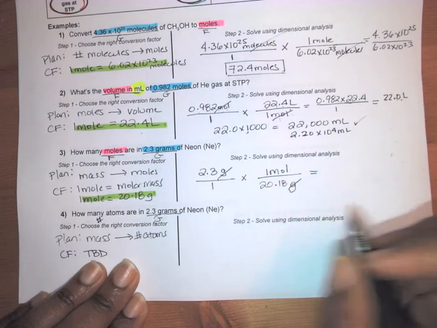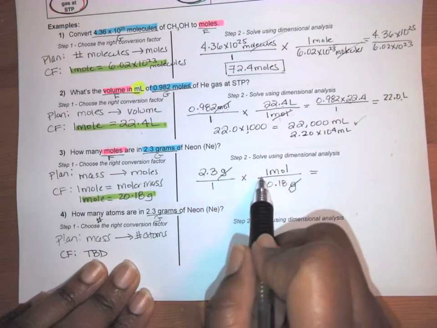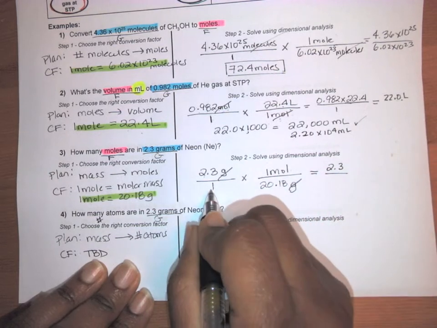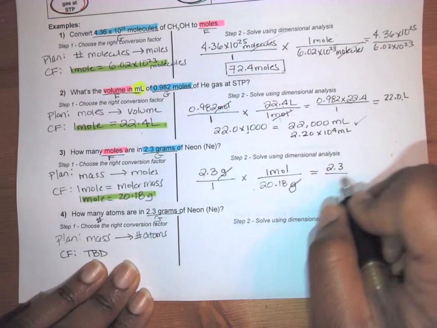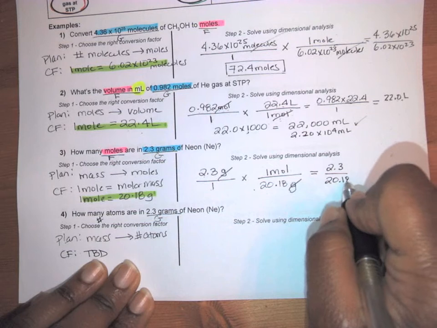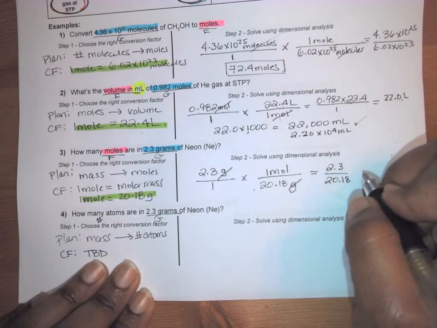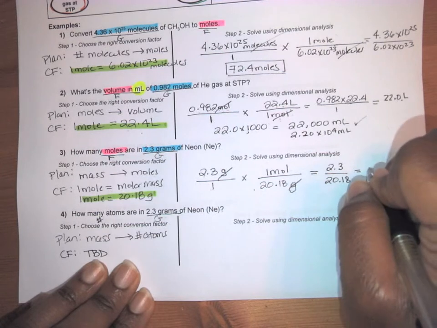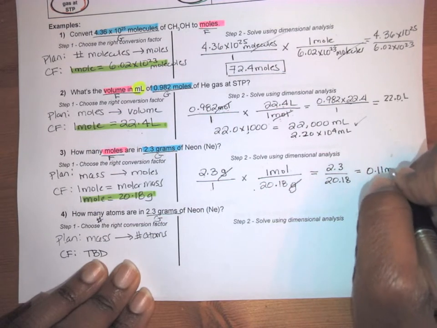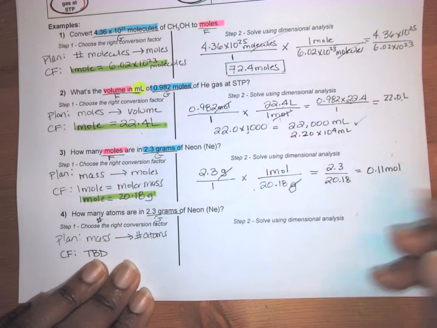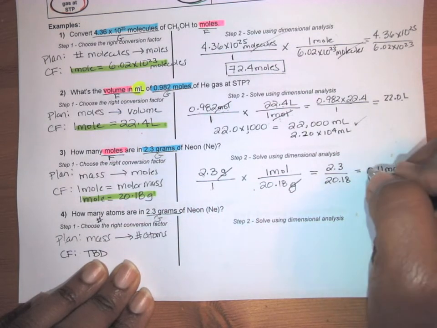So let's go ahead and do the math here. 2.3 times 1, which is just 2.3. That's the math on the top. 1 times 20.18, which is just 20.18. And then if I were to plug this into my calculator, I get 0.11 mole. And there's only 2 sig figs in this case. Okay, so that's my final answer here.